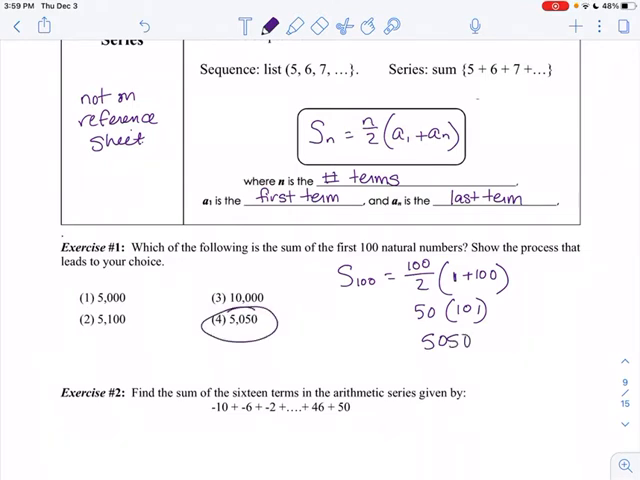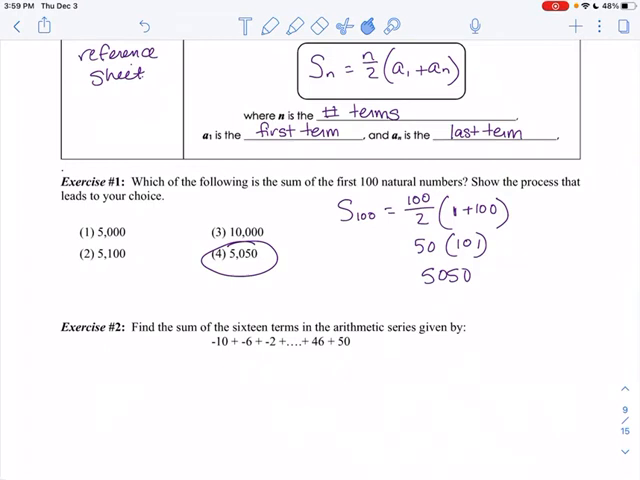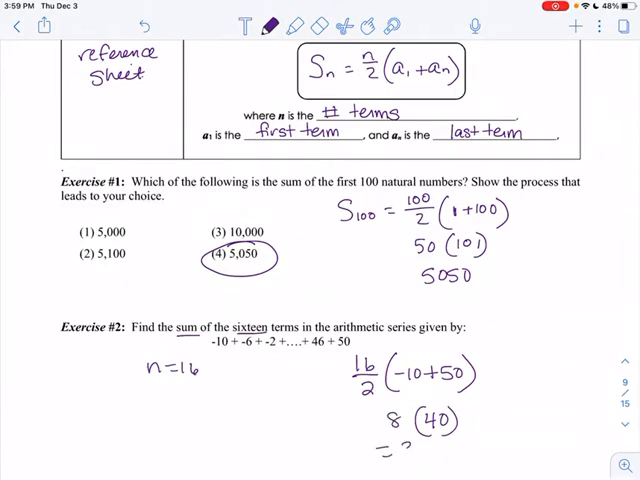Okay, let's find the sum of the 16 terms in the arithmetic series given by, starting from -10, -6, -2, ... 46, 50. You can see that I'm adding 4 each time in this arithmetic sequence, but I really don't need to know that. I want the sum of the 16 terms. So n is 16. So I have 16 divided by 2. The first term is -10, and the last term is 50. So -10 plus 50 is 40, and 16 divided by 2 is 8. So that's 320. That's the sum of all 16 terms.